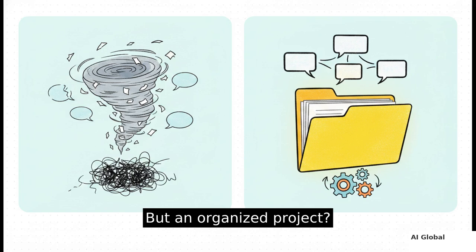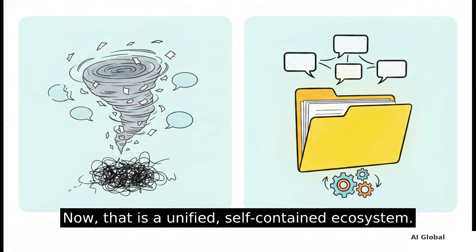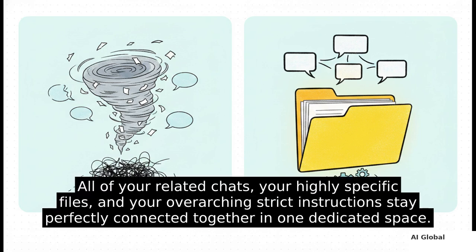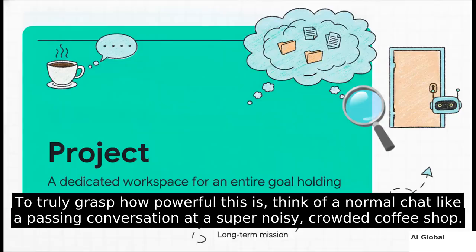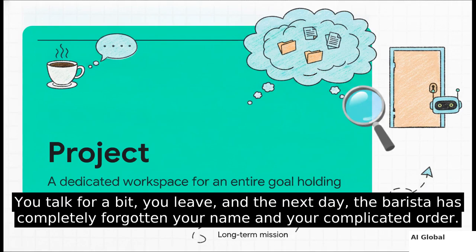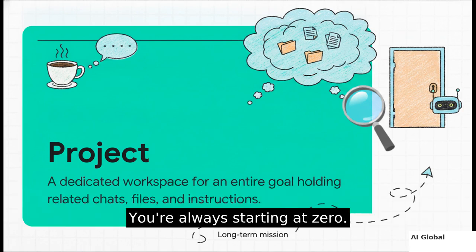But an organized project? Now that is a unified, self-contained ecosystem. All of your related chats, your highly specific files, and your overarching strict instructions stay perfectly connected together in one dedicated space. To truly grasp how powerful this is, think of a normal chat like a passing conversation at a super noisy, crowded coffee shop. You talk for a bit, you leave, and the next day the barista has completely forgotten your name and your complicated order. You're always starting at zero.